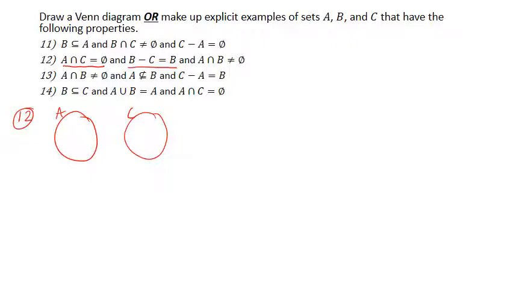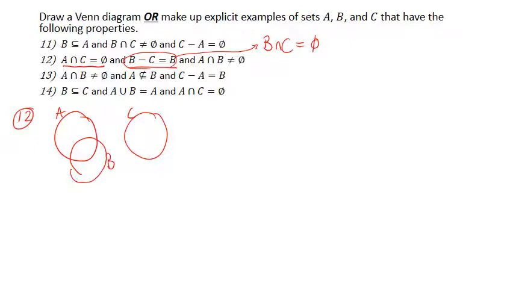So this is equivalent to also saying that B and C's intersection is empty. Okay? And then finally, A intersected with B should be not empty. So we need that B and C's intersection is empty and A and B's intersection is not empty. So you can just do it like this. So make B over here like this.